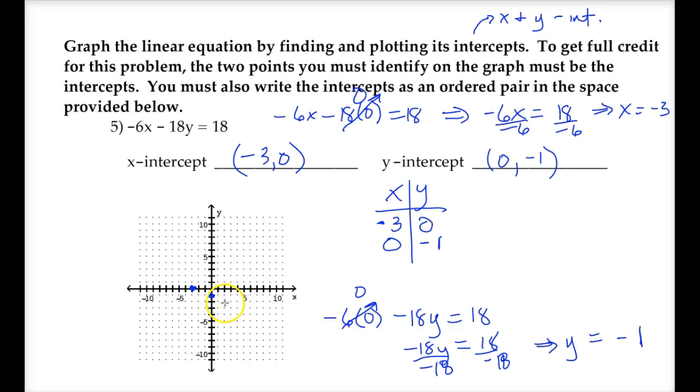And so now all we have to do is draw a line going through both of these points. And of course, in general, that is what your line would look like. And so this is all you need to do on this particular problem. We'll go ahead and move on to problem number 6 now.